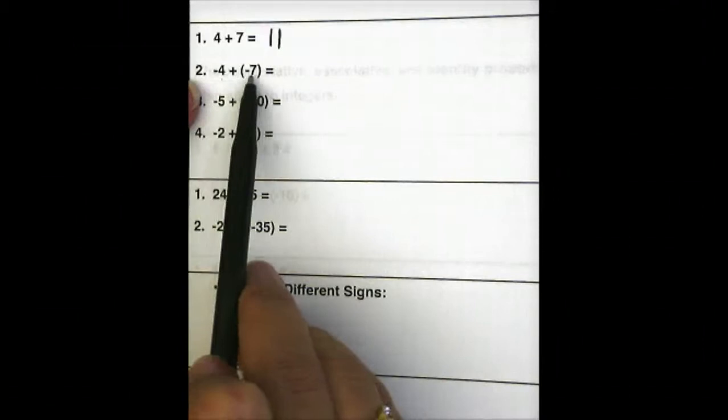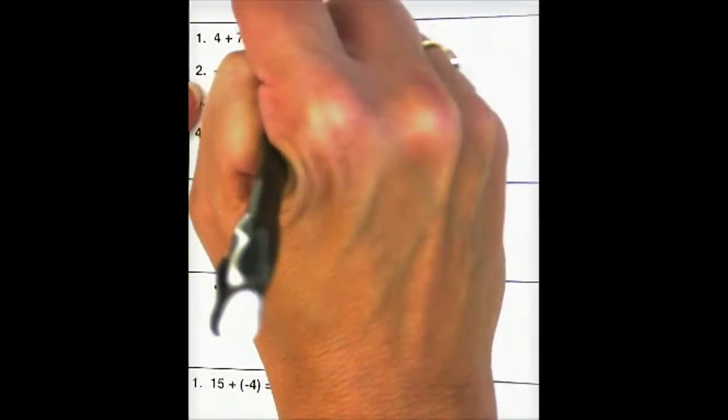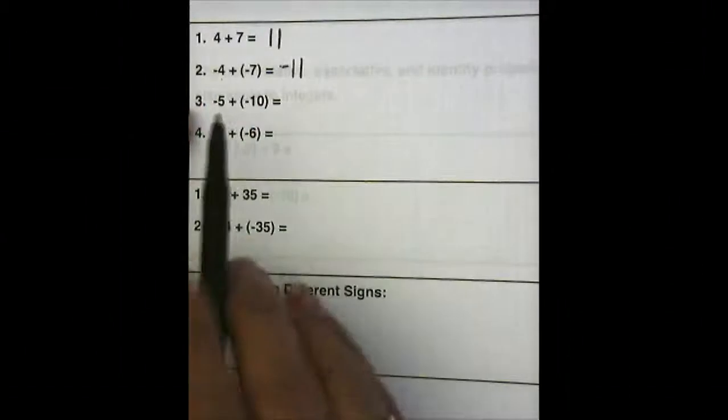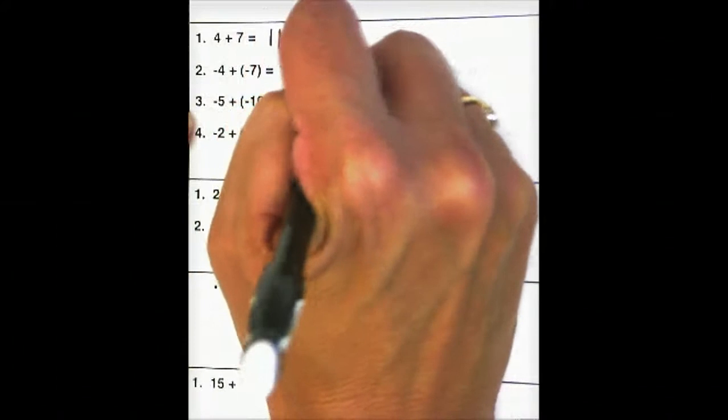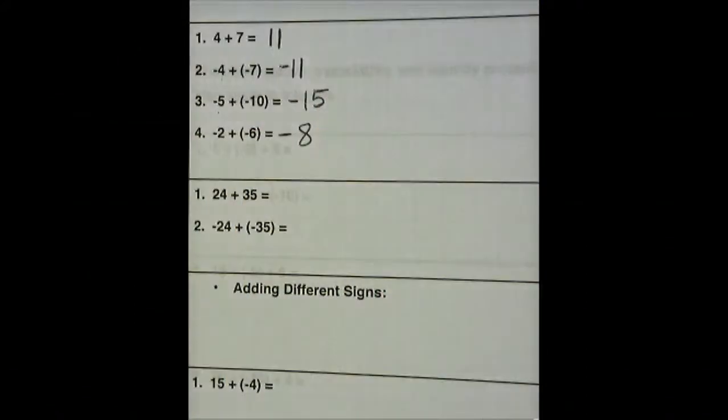Number 2, we're going to add 2 negatives. Negative 4 plus negative 7. Again, it's 11, but both of them were negative, so we'll make the answer, or the sum, a negative. Number 3, negative 5 plus negative 10 is negative 15. And number 4, negative 2 plus negative 6 is negative 8. So the only thing you have to remember here is you're adding, just like you learned to add way back in the 1st and 2nd grade, but if you have 2 negatives, the sum or the answer is going to be negative.